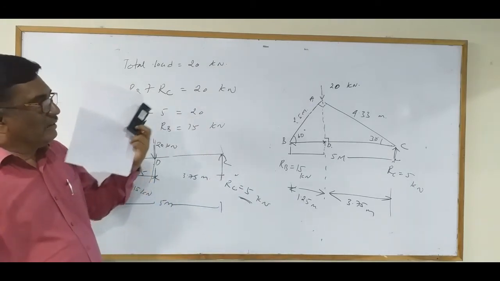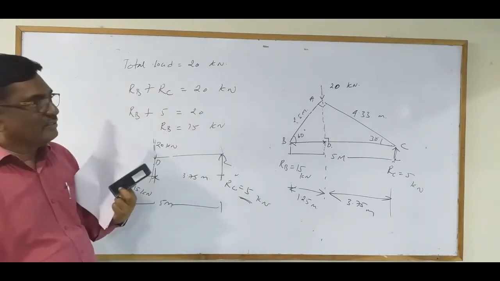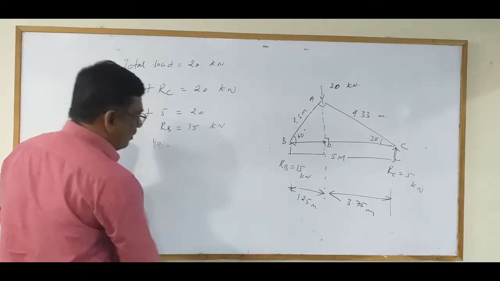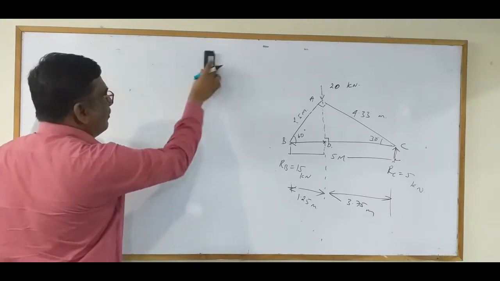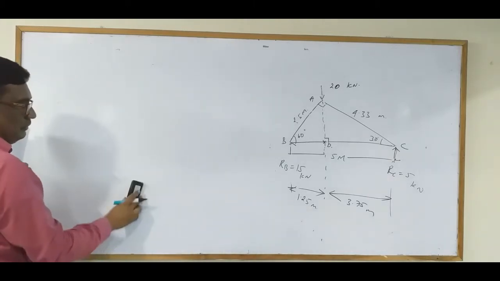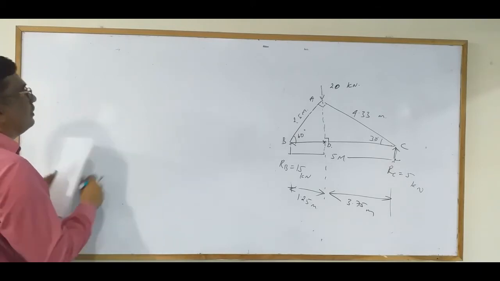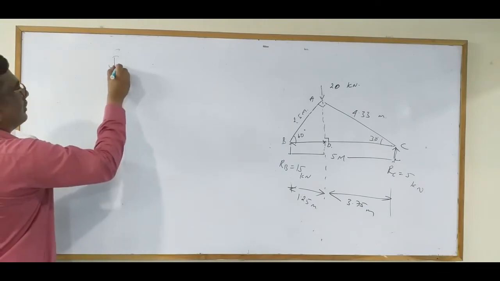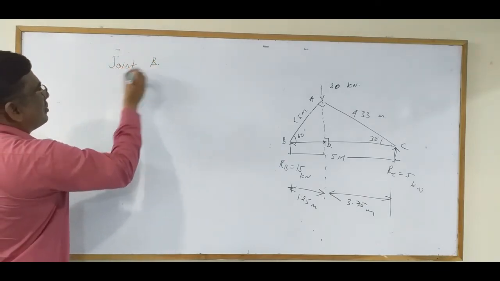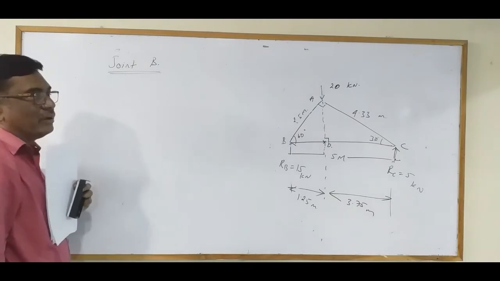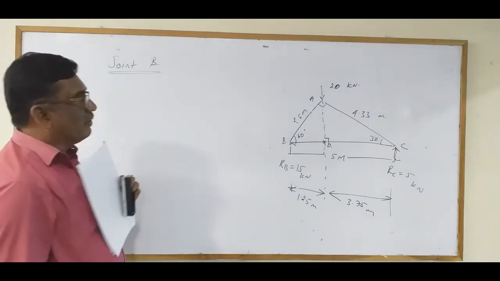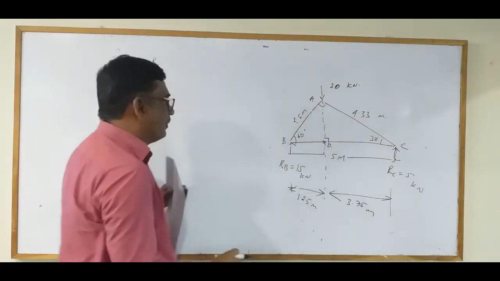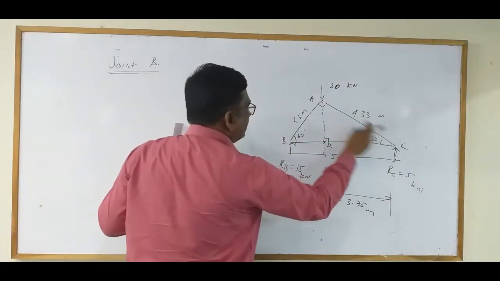First step, we have calculated the elemental length. Second step, we have calculated the reactions. Now let us solve the forces. Let us first take this joint B. It is the method of joints, so we are going joint by joint. We have got three joints: joint B, joint C and joint A.